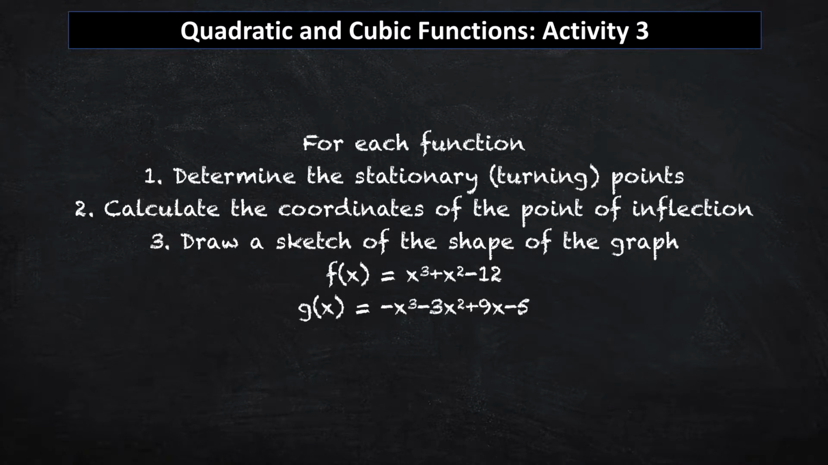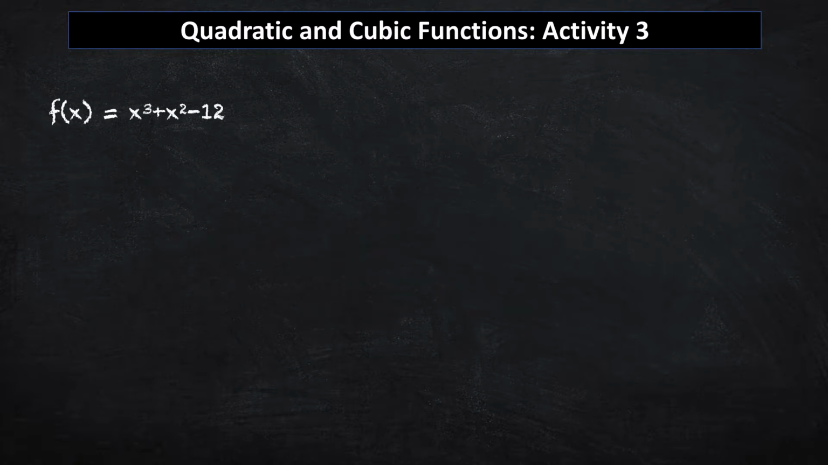The second exercise of activity 3 says, for each function, determine the stationary turning points, calculate the coordinates of the point of inflection, and draw a sketch of the shape of the graph. The two functions are this function f and g. So let's start from the function f, and we want to determine the stationary points.